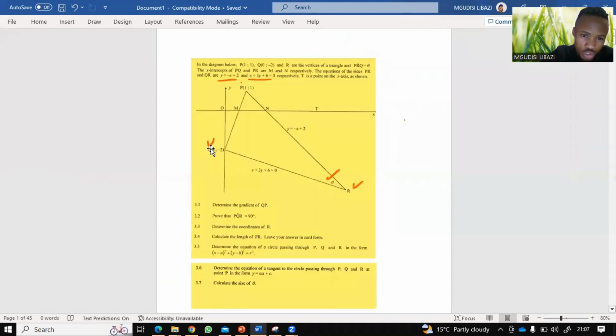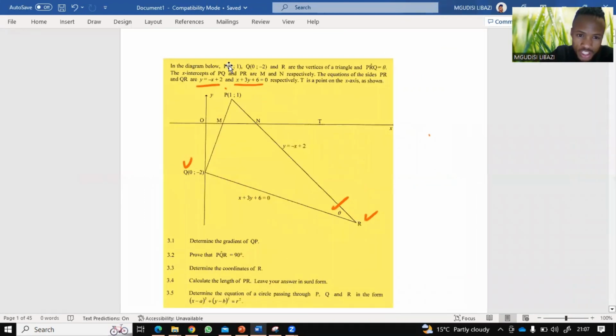So we are going to tackle a question that is based on analytical geometry. The question says, in the diagram below, we have point P, which is (1, 1), and then Q, which is (0, -2), and then we have point R. These are the vertices of a triangle, and PRQ is an angle theta. The x-intercepts of PQ and PR are M and N. So we have M and N there as x-intercepts.